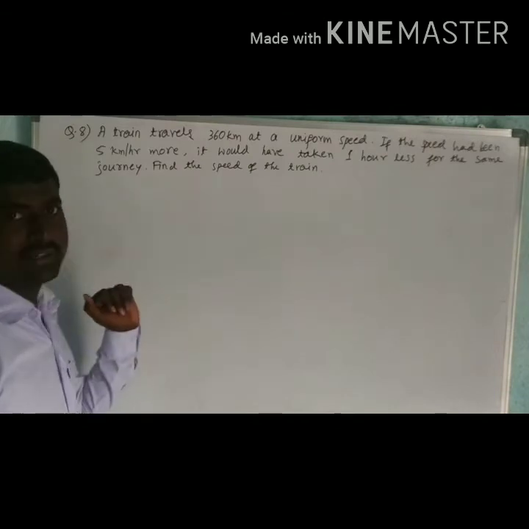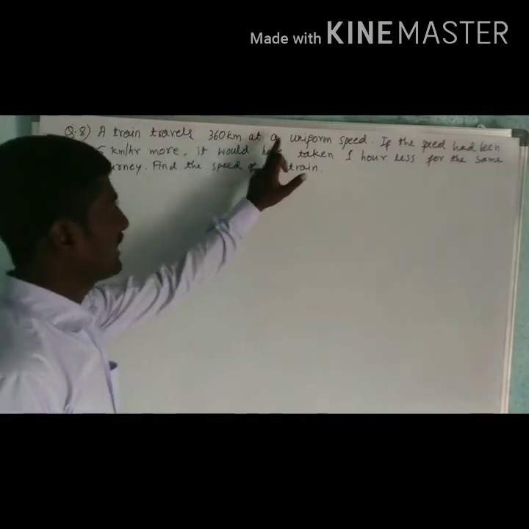Now, 8th question. A train travels 360 km at uniform speed.